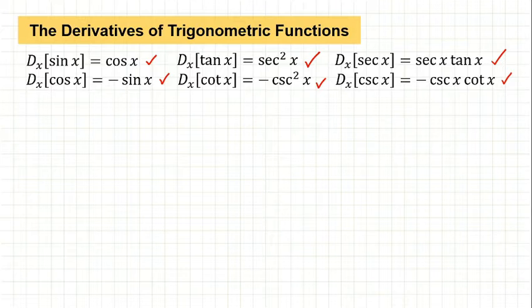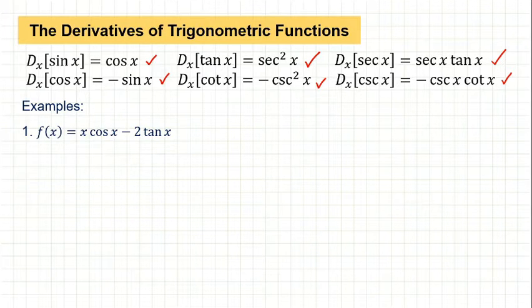Example, let's apply these formulas. We have f of x equal to x cosine x minus 2 tangent x. So here, we will still apply the basic differentiation rules na na-discuss natin sa previous videos natin. So here, since we have minus, so we will apply the sum or difference rule. So the first term is x cosine x. So here, x cosine x, we have two factors. So therefore, in this case, we will apply the product rule.